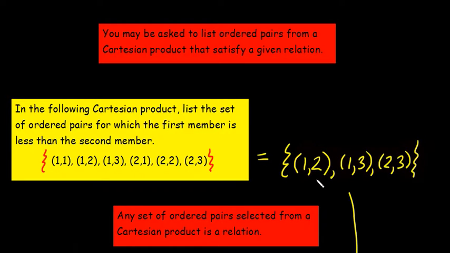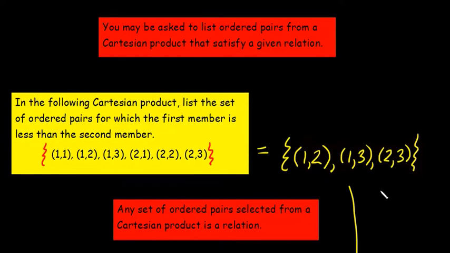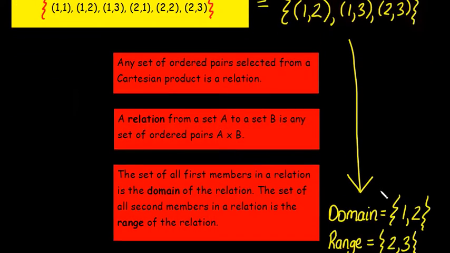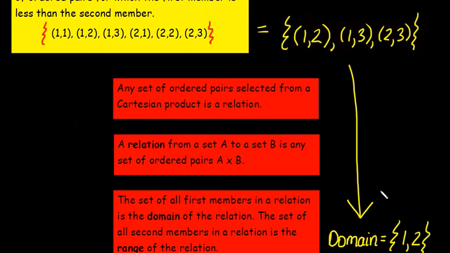1 is less than 2, and 1 is less than 3, and 2 is less than 3. So I was able to include all of those in my final set here. Now, lastly, I'm going to show you that these ordered pairs actually have names for each of the numbers in them. They're called a domain and range.